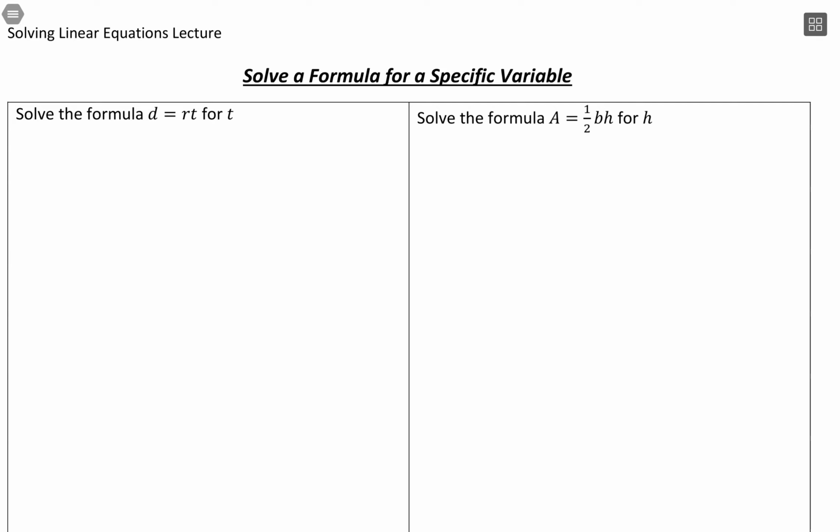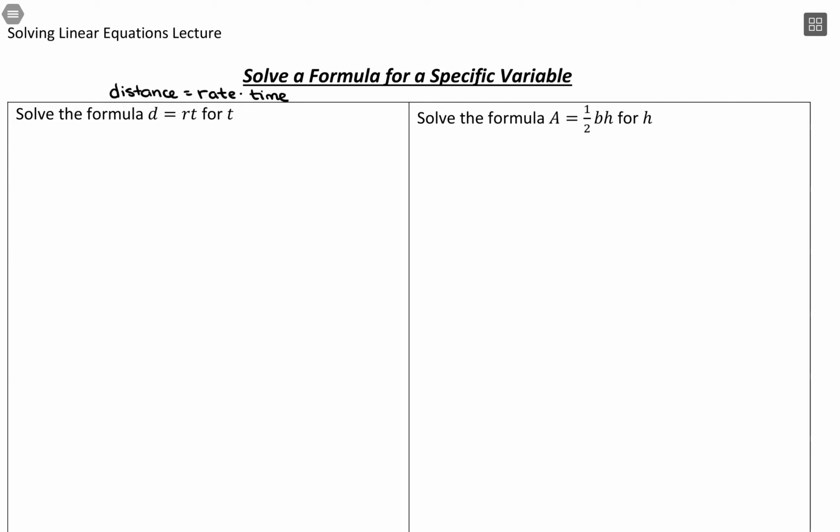So sometimes when we're dealing with formulas, we actually want to solve for a variable that's mixed in with other variables. Like for example, with this formula that we're going to look at here, this is the formula for distance equals rate times time. So how this formula would be used is typically you'd be given a value for rate, you'd be given a value for time, and you would just multiply those together and calculate distance.